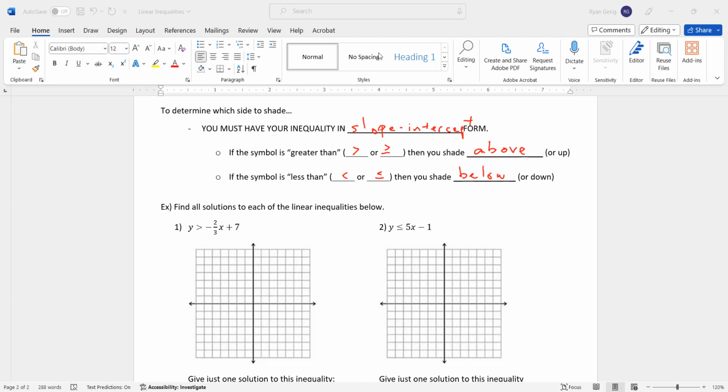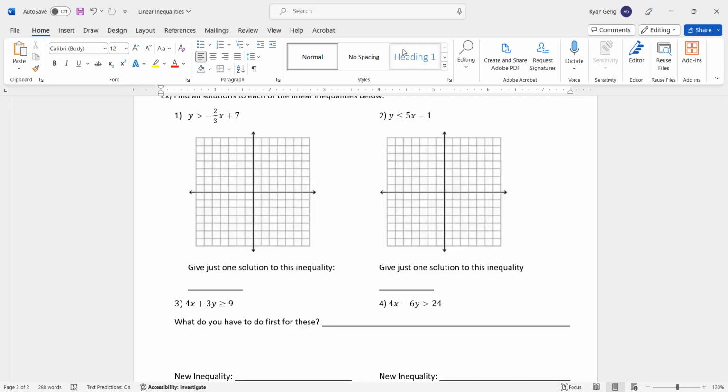Now, one of the things I really see a lot of people mess up on is solid versus dotted. Not so much the solid because they just don't think about it, but when it's dotted, it's easy to forget that. So I like to notice it right at the beginning. This one's going to be a dotted line. Why? It's not equal to. That means a point on the line is not a solution. So I want to make that a dotted line.